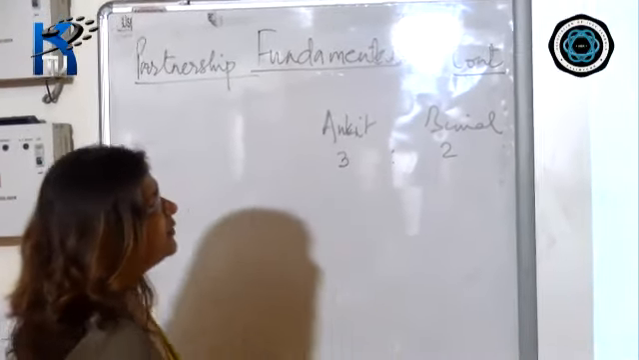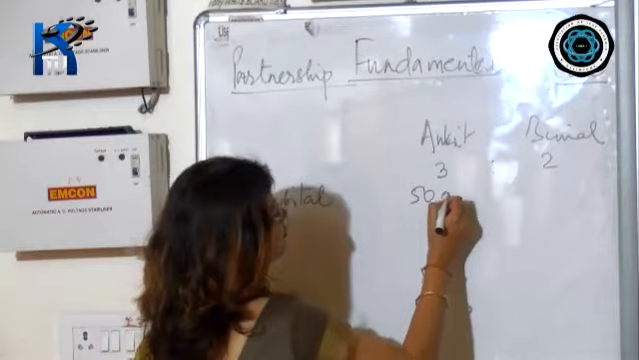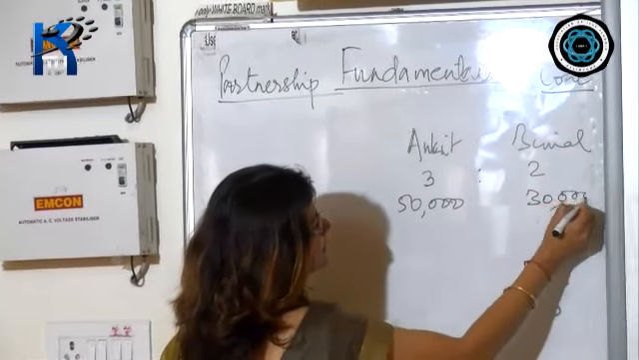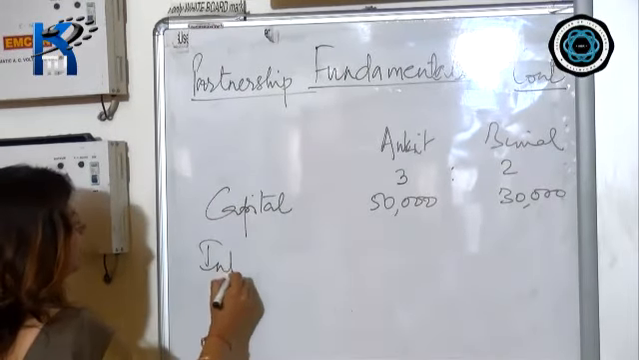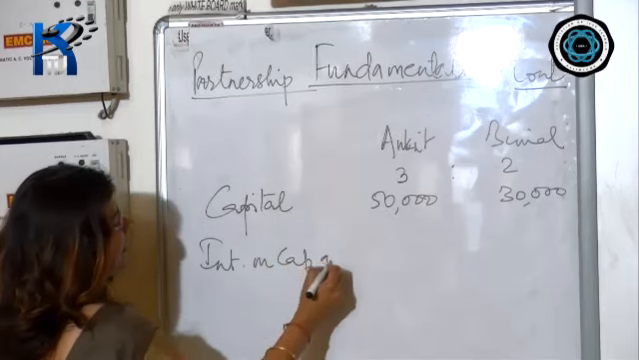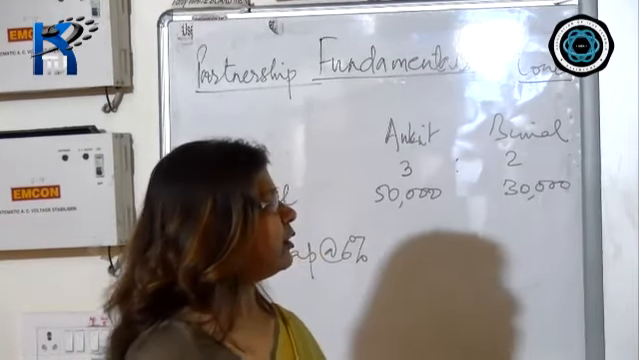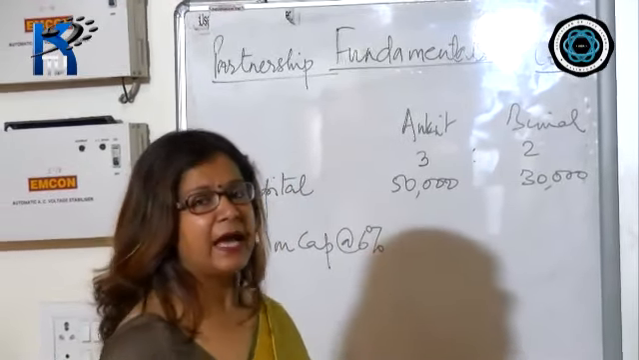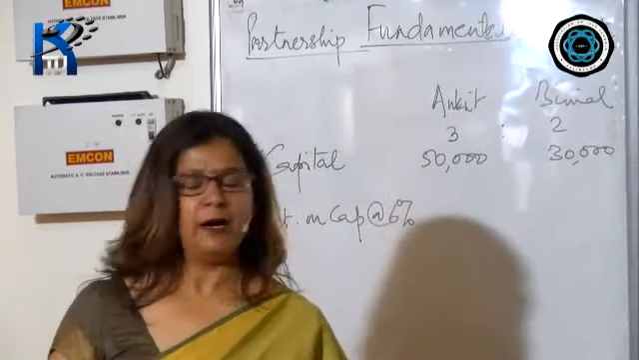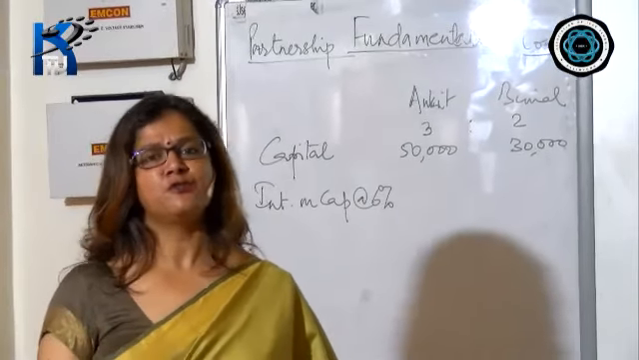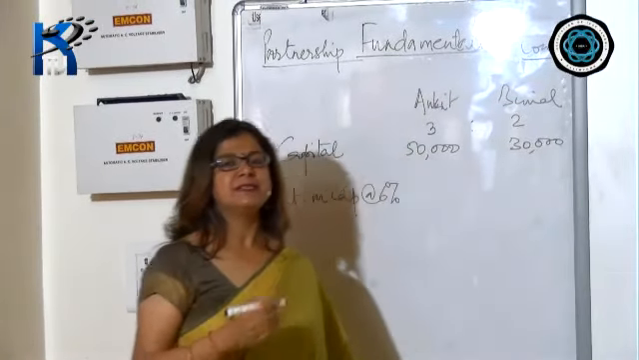Now their capitals invested were 50,000 and 30,000. So 50,000, 30,000, this is the capital invested by them. Interest on capital is agreed at 6%. Bimal is allowed a salary of 2,500 per annum. It is per annum. If per month is given there, we have to multiply 2,500 into 12. But here it has been mentioned as per annum. That means it's an annual salary.